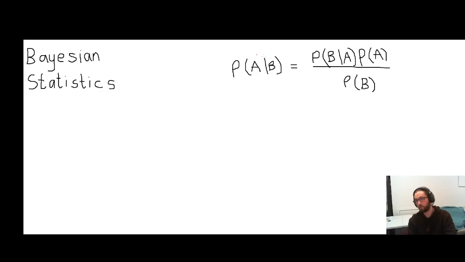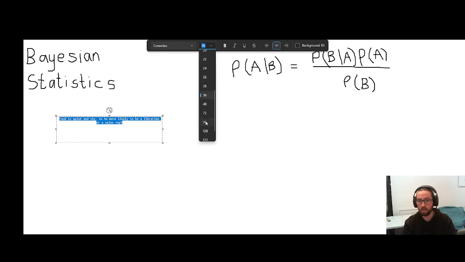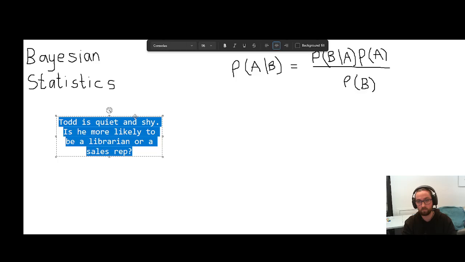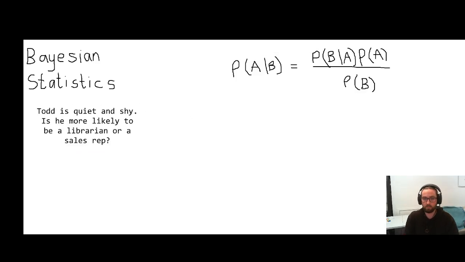Now, I want to talk a little bit about how this equation is derived, but to start with, we're going to start with a puzzle. And I think I might have actually discussed this once before on this channel. Here is the puzzle, and I've got it written down here. Todd is quiet and shy. Is he more likely to be a librarian or a sales rep? Take some time to think about this, because the answer won't be as obvious as you probably think.